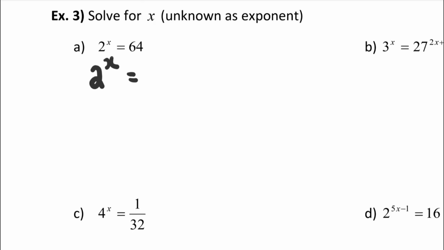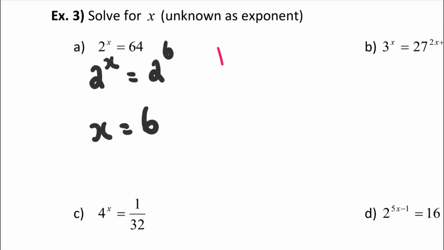Okay, and now we want to have the same base. So if we were to reduce 64 so that 2 is the base, we can also raise it to an exponent. So it's going to be 2 to the power of 6. Because 2 times 2 times 2 times 2, right? 2 times 2, 6 times gives you 64. Which means that in that case, x is equal to 6. Because their bases are the same.